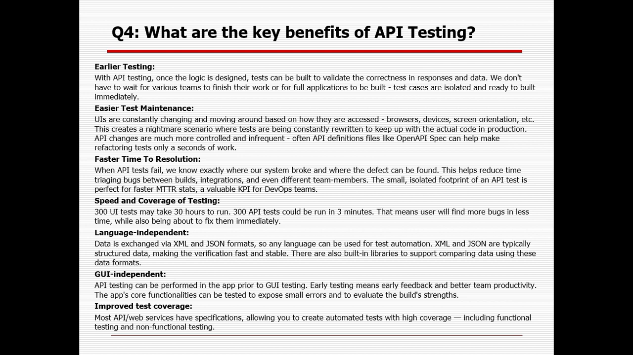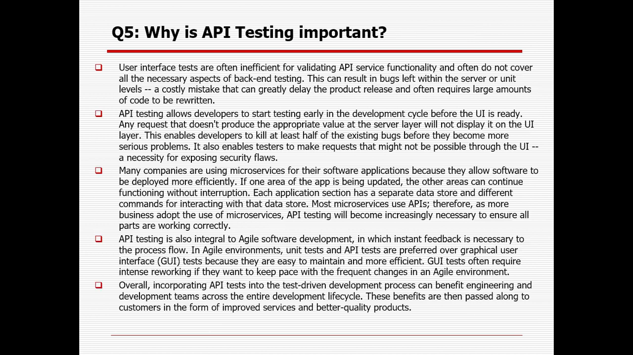Then GUI independence, this is the very most important benefit of API testing. API testing can be performed in the app prior to GUI testing. Early testing means early feedback and better team productivity. The app's core functionality can be tested to expose small errors and to evaluate the build strength. Then improved test coverage. Most API or web services have specifications allowing users to create automated tests with high coverage, including functional testing and non-functional testing.